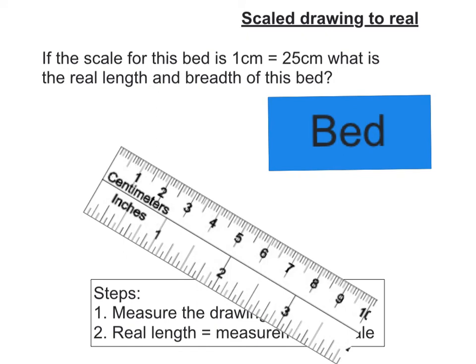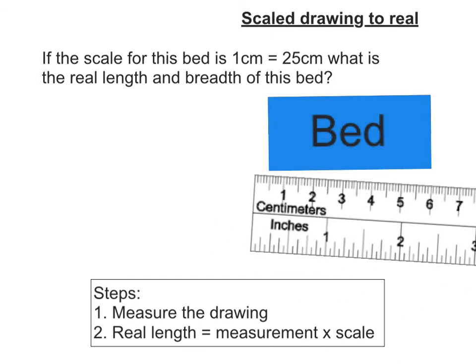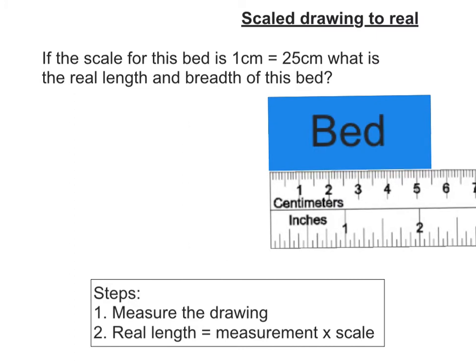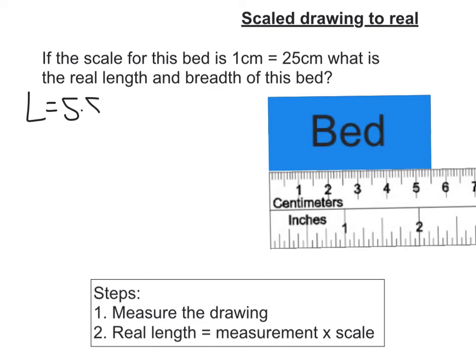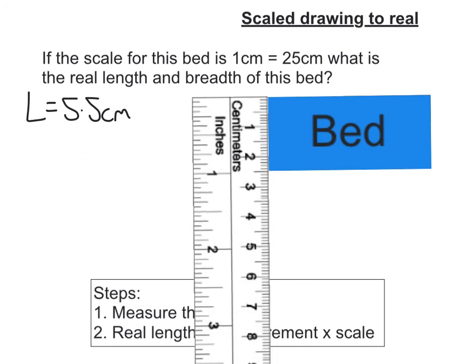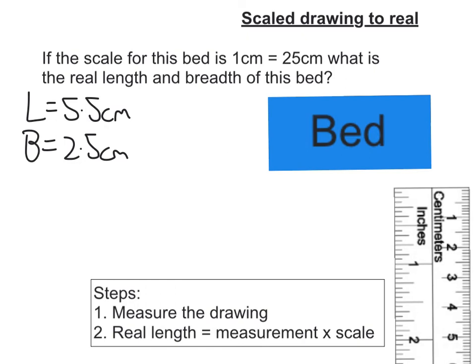Second example here, we're to work out how big is this bed in real life. So first, as it says down there, let's measure the bed. So how long is it? Well, it's about 5.5. So L is 5.5 centimeters. Let's measure then its width or its breadth. So that's 2.5, so the breadth is 2.5 centimeters. Okay, let's move the ruler out of the way, don't need that anymore.